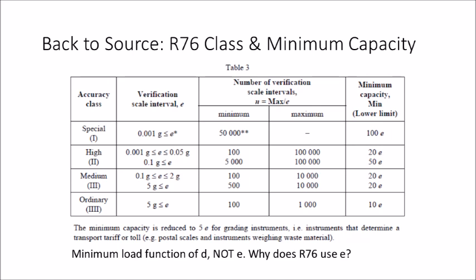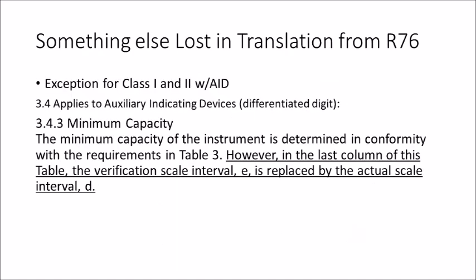It says the minimum capacity is reduced to 5E for a grading instrument, what we would know as a weight classifier in Handbook 44. We're still in E, still kind of counterintuitive. But the second exemption exists in section 3.4 of R76, way away from table 3. It says the minimum capacity is determined by table 3. However, in the last column of table 3, we change the E to D for these instruments.